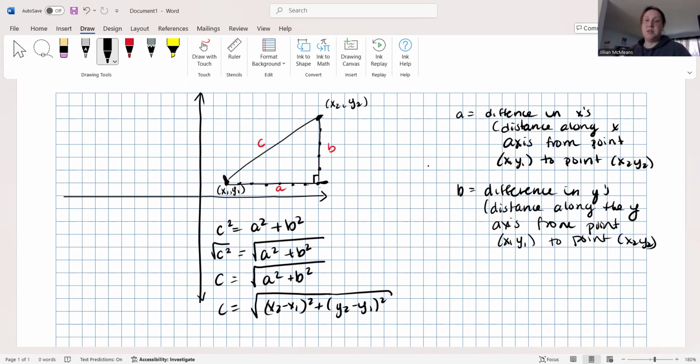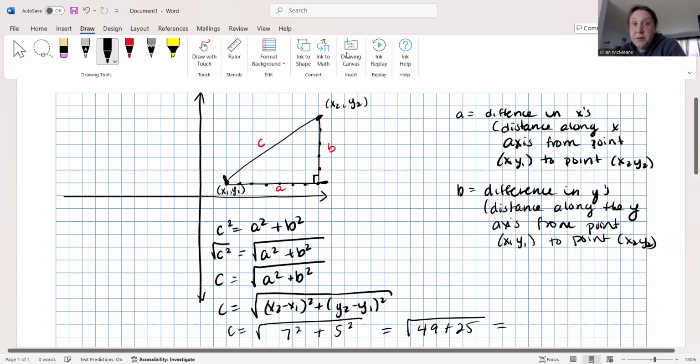This really is just a secret application of the Pythagorean theorem, which is just an application of the square root property. So remember, we decided that A was 7 and that B was 5. We could throw those numbers in here and we could figure out what the length of C was. So we could say, okay, the difference in the X's ended up being 7. The difference in Y's ended up being 5. So we would get 49 plus 25.